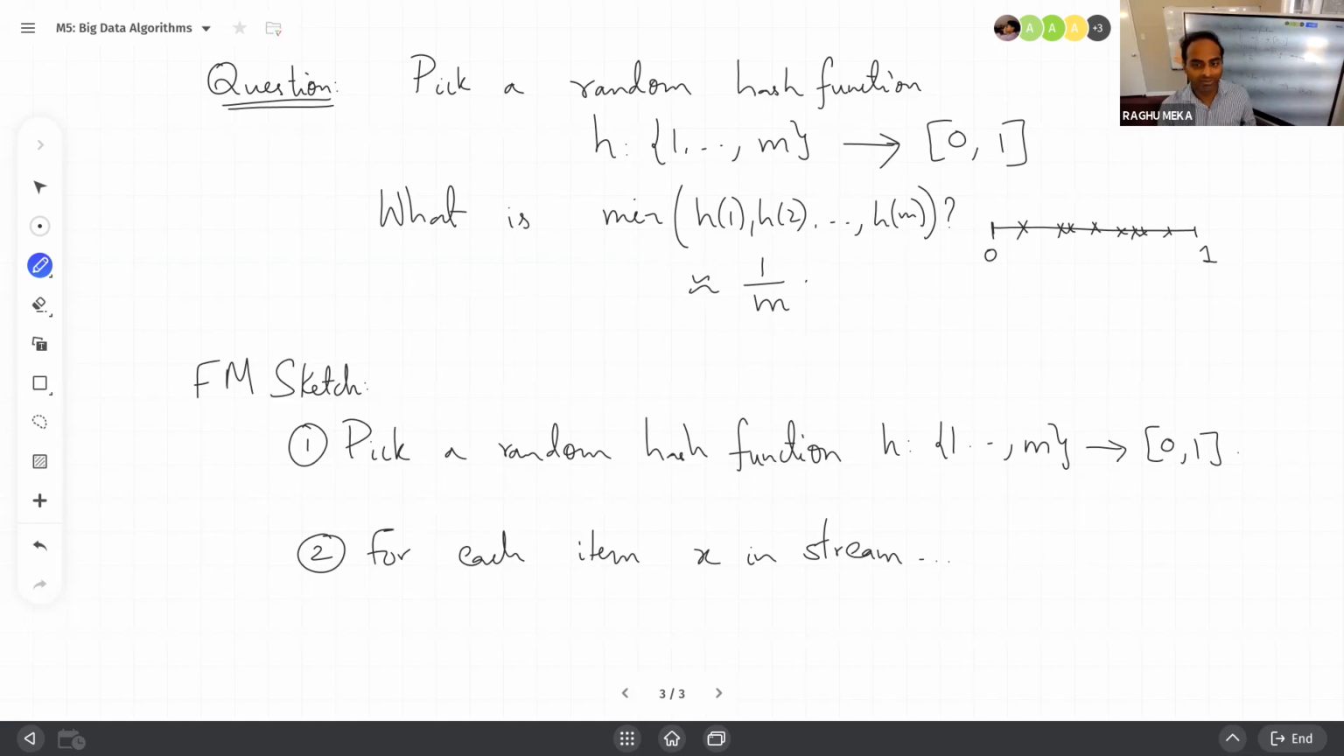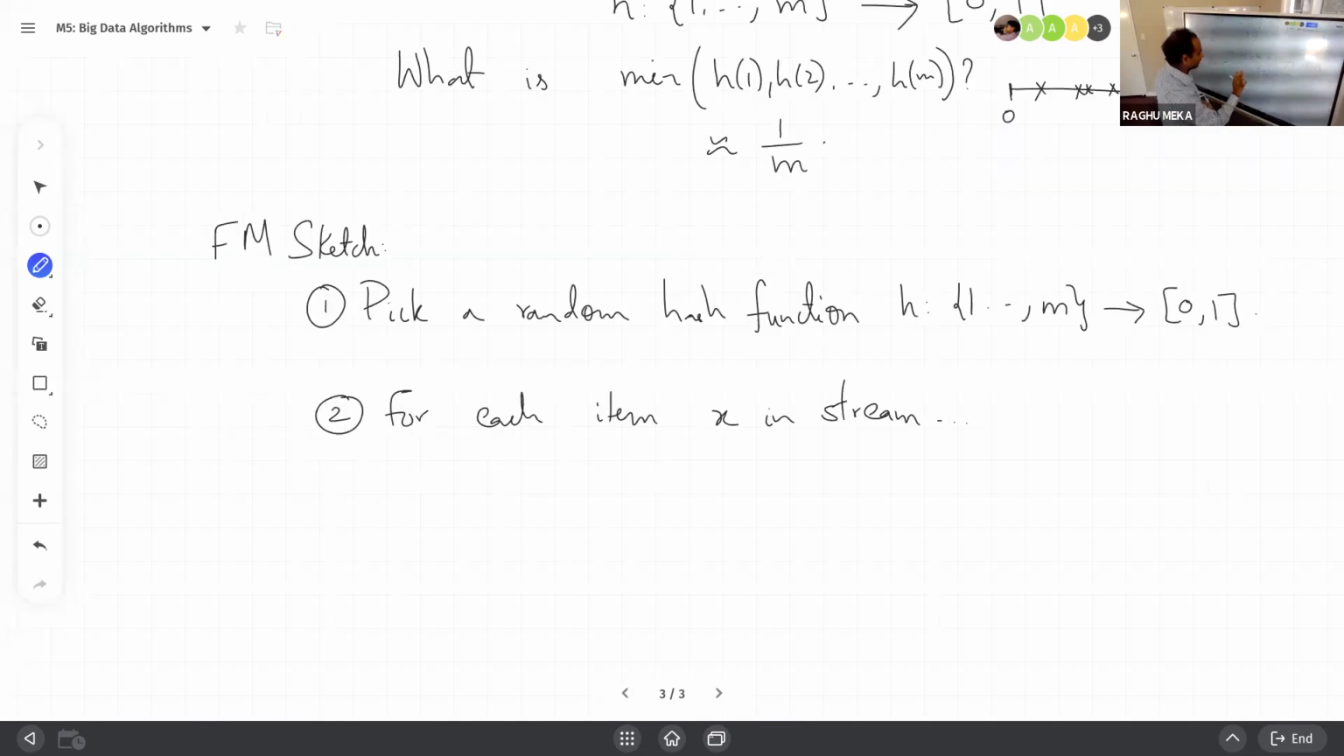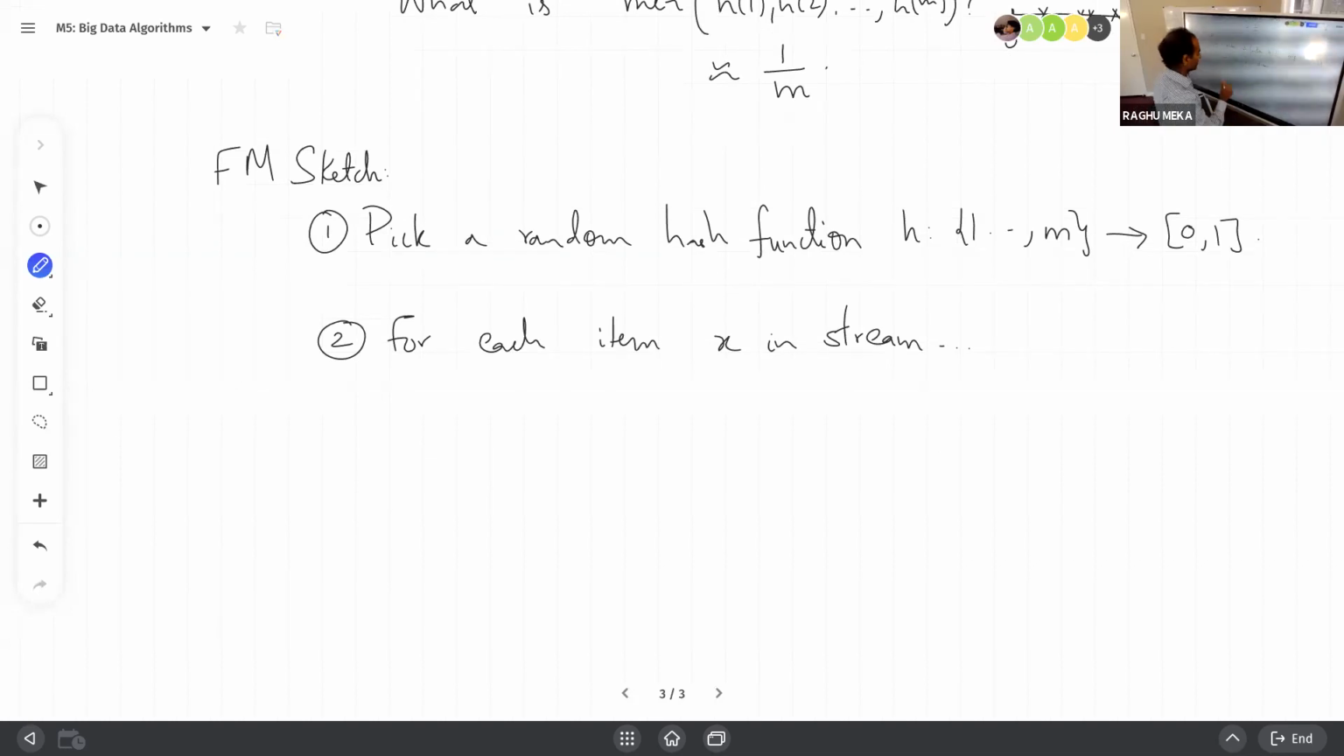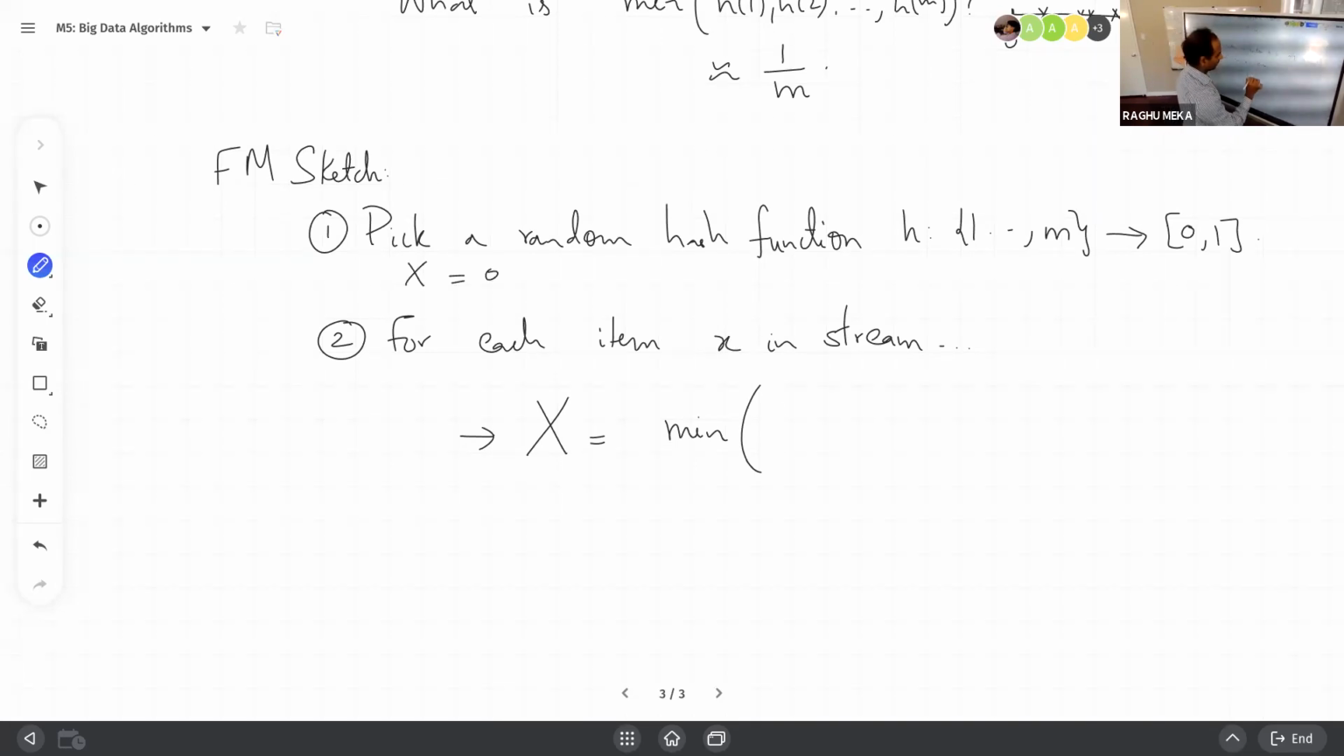So that's the estimator, which is: you start with x equal to 0, min of... okay, let me not use x, let me say y.